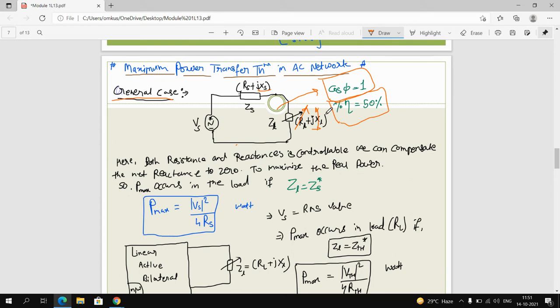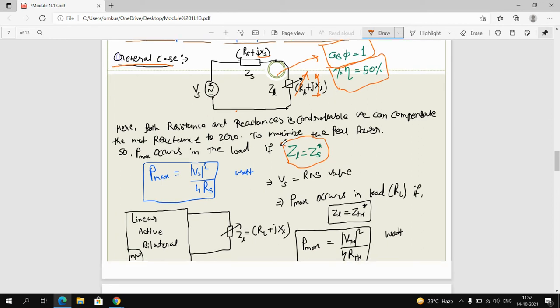Now, the question is how to achieve this, how to balance this. For that you need to take the conjugate of one of them. If your load resistance varies, set your load impedance in such a way that its value is equal to the conjugate of this source impedance. So when you set your load value such that the inductive or reactive factor is cancelled out, your power factor will be unity.